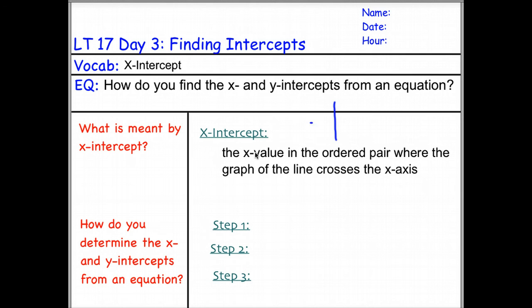So if this is our graph, we just talked about in the last lesson that if it hits this axis somewhere, that is going to be the y-intercept. So wherever it hits the x-axis is called the x-intercept.